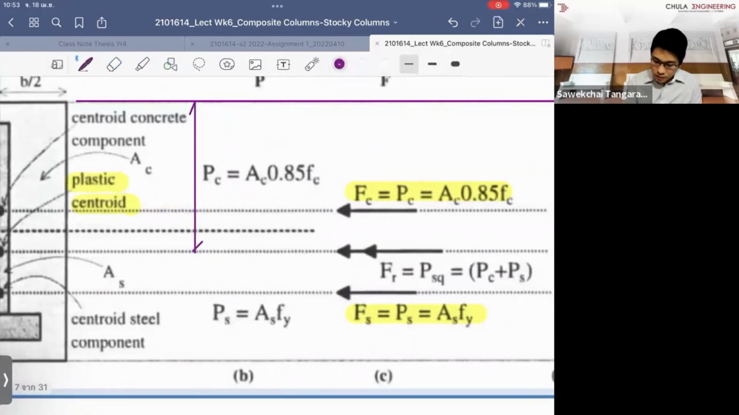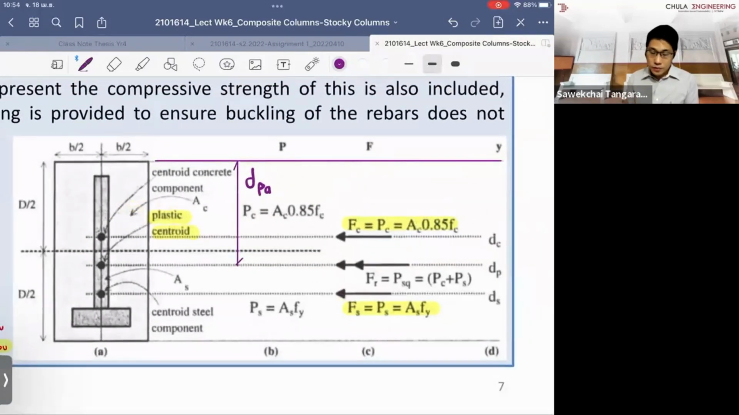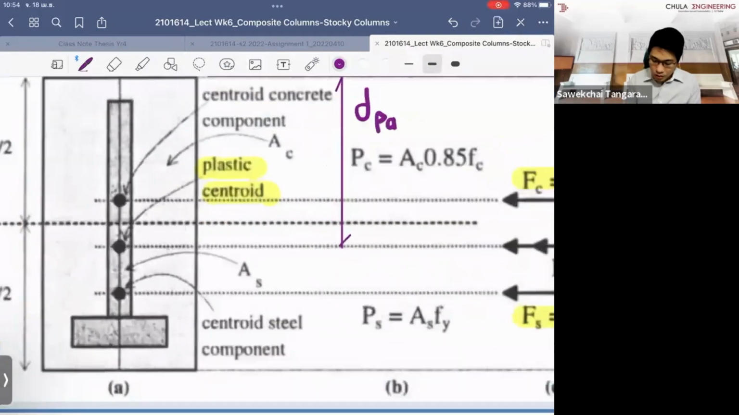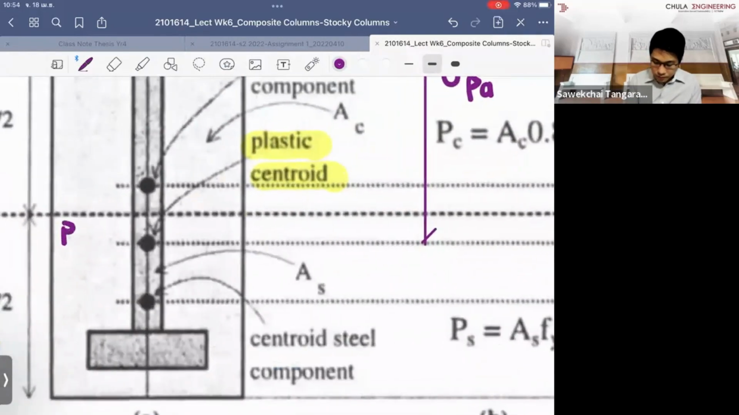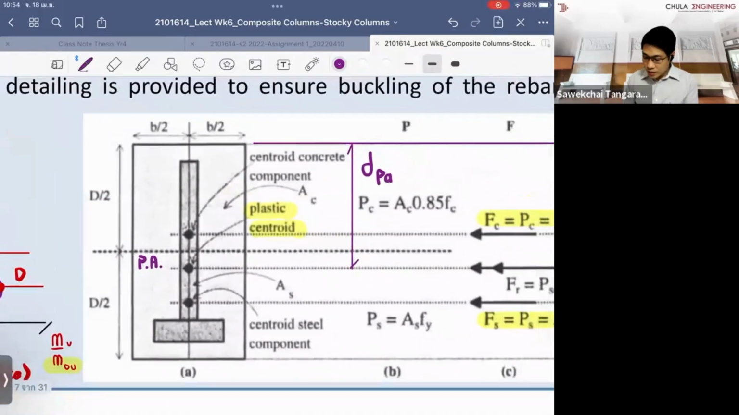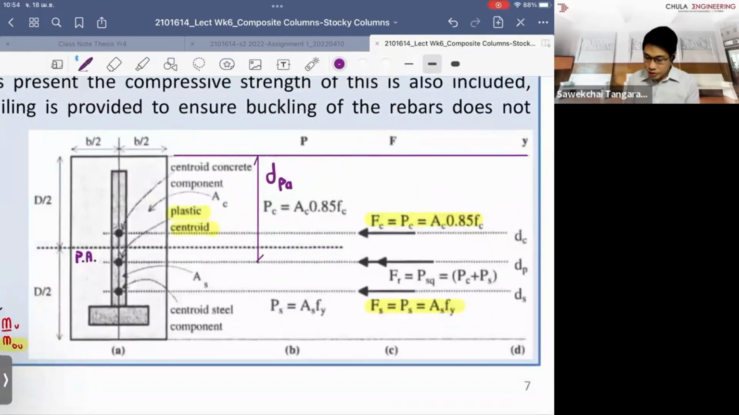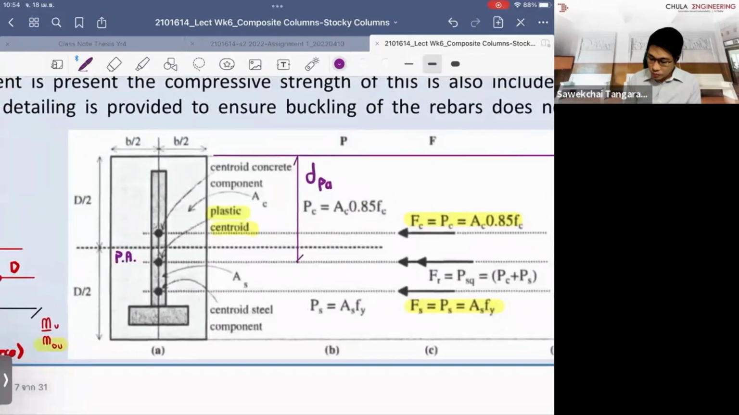I call this DP, the depth to the plastic centroid here, right? Normally we call this point PA. So what it means is that you check the equilibrium under the ultimate force in the full axial compression, and you use the first moment of areas.